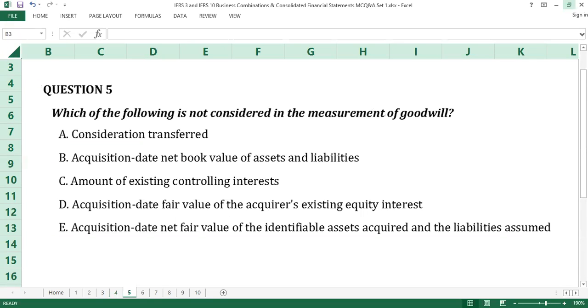Question number 5. Which of the following is not considered in the measurement of goodwill? A, consideration transferred. B, acquisition date net book value of assets and liabilities. C, amount of existing controlling interest. D, acquisition date fair value of the acquirer's existing equity interest. E, acquisition date net fair value of the identifiable assets acquired and the liabilities assumed. Time counts.